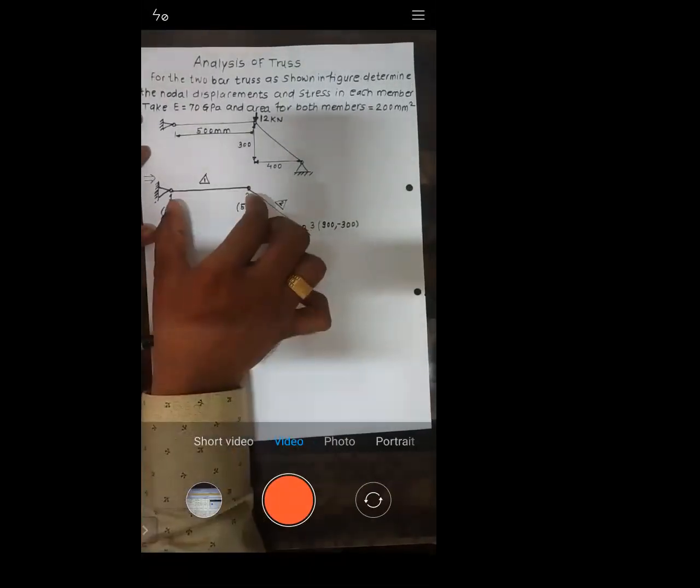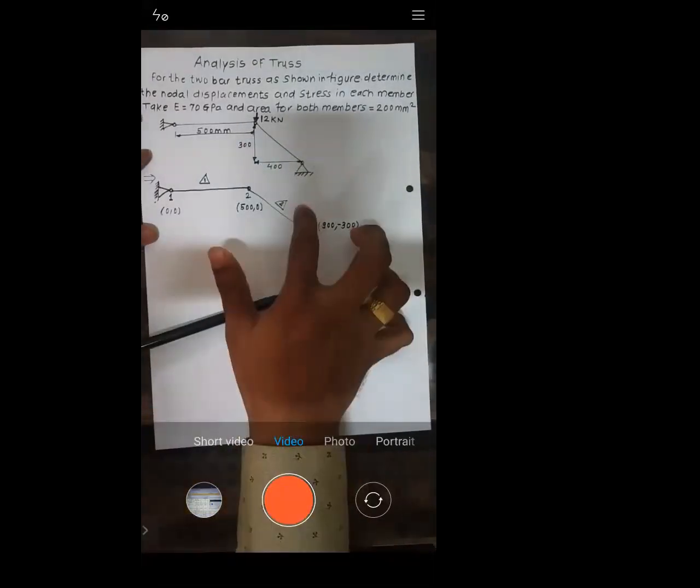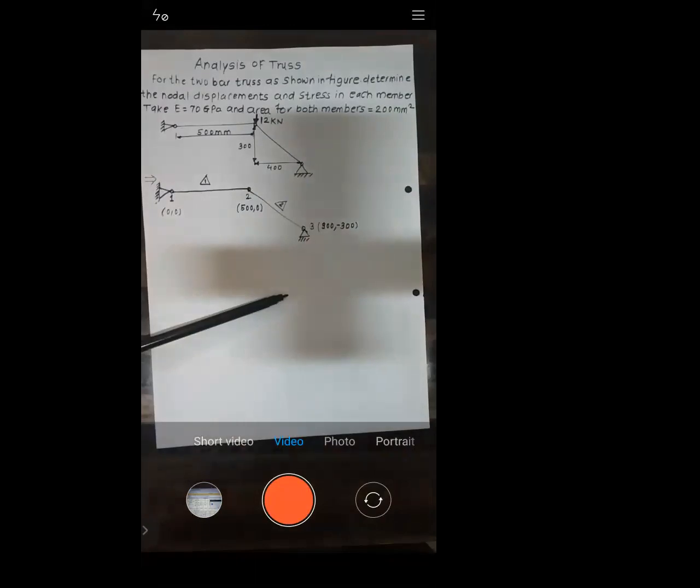What is the length of element number 1? It is 500. It is directly given. Now, what is the length of element number 2? It is square root of 300 square plus 400 square. For that, you need to go for the Pythagoras theorem.